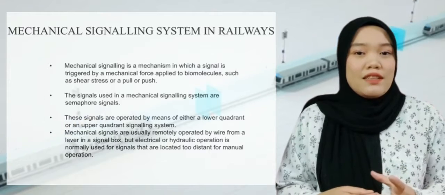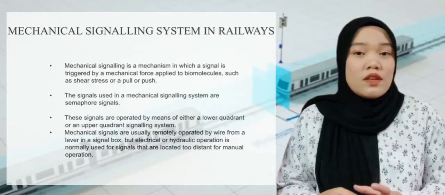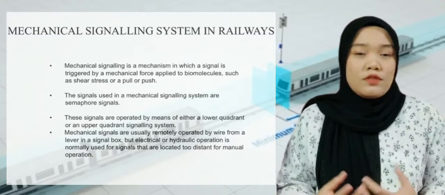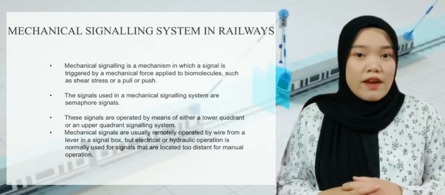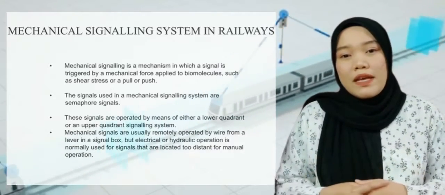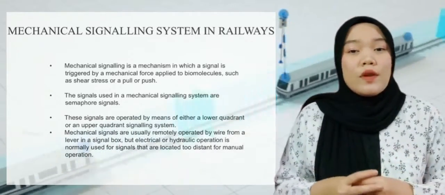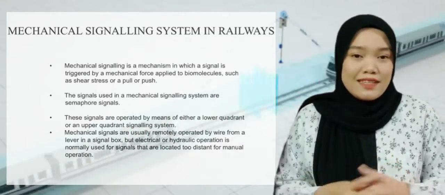Mechanism in which a signal is triggered by a mechanical force applied to biomolecules, such as shear stress or a pull or push. Normally, such force would cause a conformational shift in the protein or receptor, exposing functional regions to the environment. The signals used in a mechanical signaling system are semaphore signals. These signals are operated by means of either a lower quadrant or an upper quadrant signaling system.